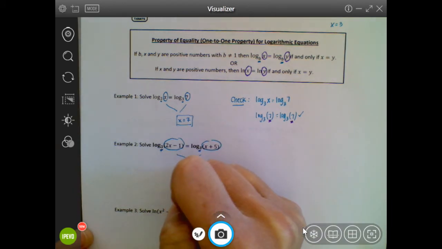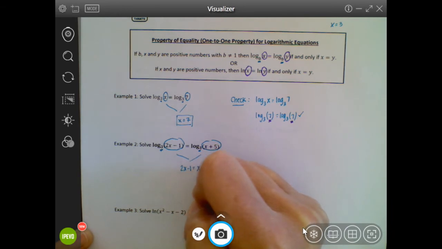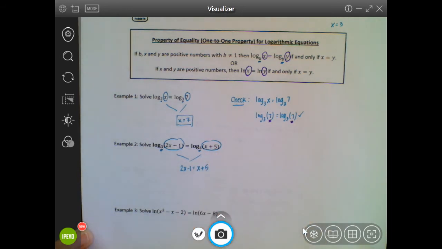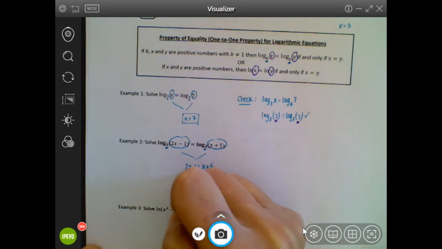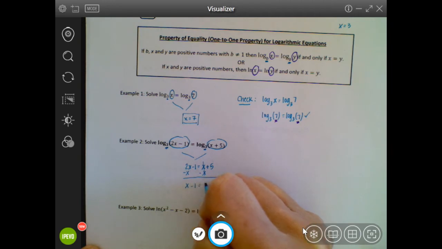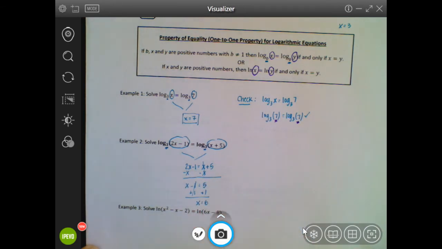So 2x minus 1 must be equal to x plus 5. And I'll go ahead and solve this like I would a normal linear equation. So I'll subtract an x. That will give me x minus 1 equal to positive 5. And then I'll go ahead and add 1 to both sides. So that's going to get me an x value of 6.